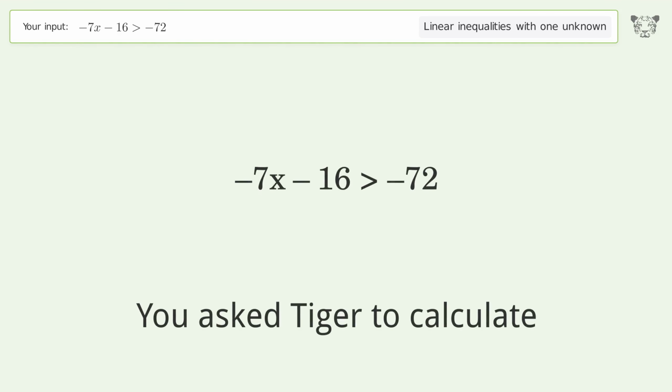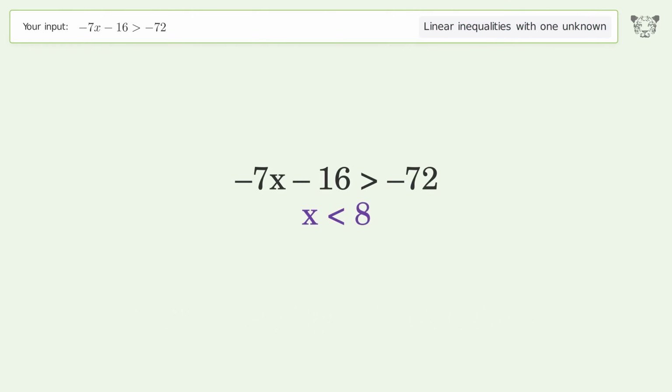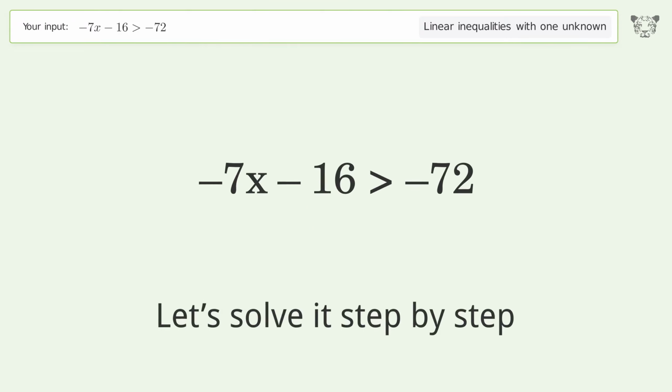You ask Tiger to calculate. This deals with linear inequalities with one unknown. The final result is x smaller than 8. Let's solve it step by step.